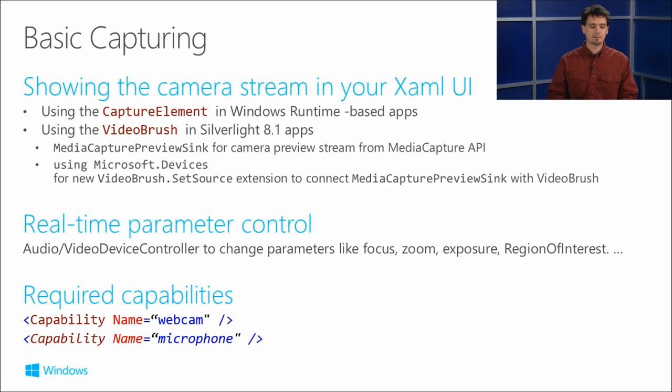But the capture element gives us this real-time parameter control, so we can do real-time camera parameter changes like focus and zoom and exposure and that sort of thing. This does mean that we have to go into our AppX manifest and we need to turn on the capabilities for microphone and for webcam because we're using the microphone and the webcam.